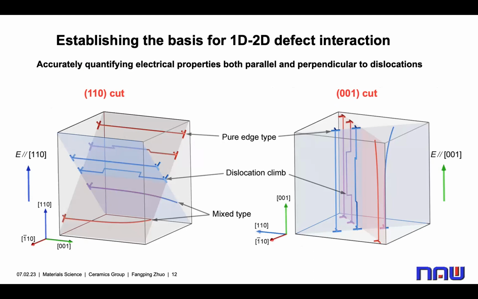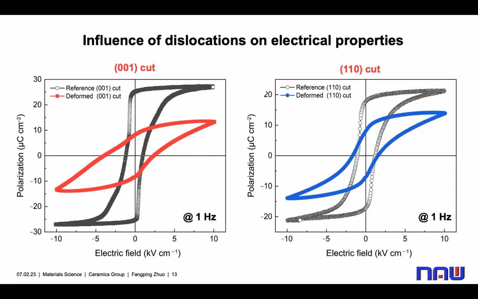So for the 001 cut deformed sample, we apply the electric field along the 001 direction, which means parallel to the dislocation lines. Well, for the 110 cut deformed sample, we apply the electric field parallel to the 110 direction. It means perpendicular to the dislocation lines. So it's actually a very nice platform for us to quantify the electric properties, both perpendicular to and parallel to the dislocations. We first measured the P-E loop at room temperature, and we found that for both cuts, the deformed samples have reduced maximum polarization and remanent polarization, while the Ec increased. So I would say we already successfully introduced dislocations in both cuts.